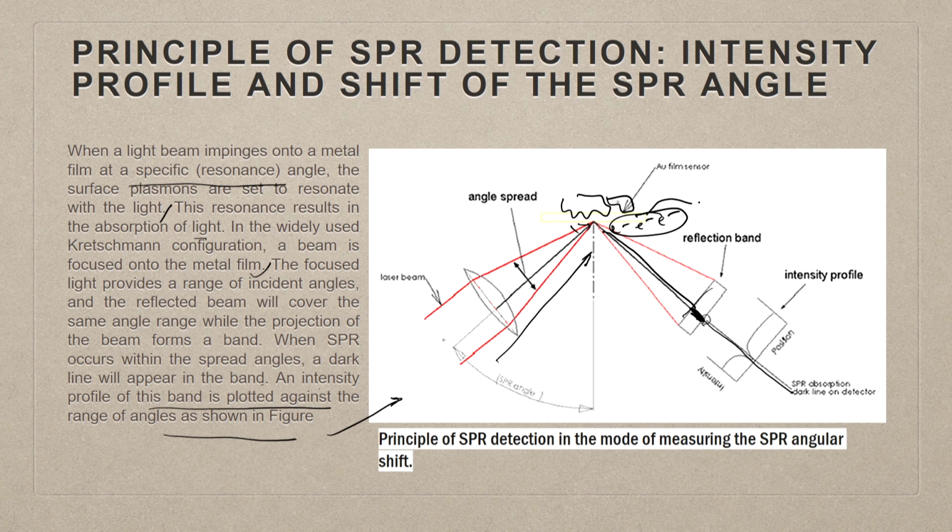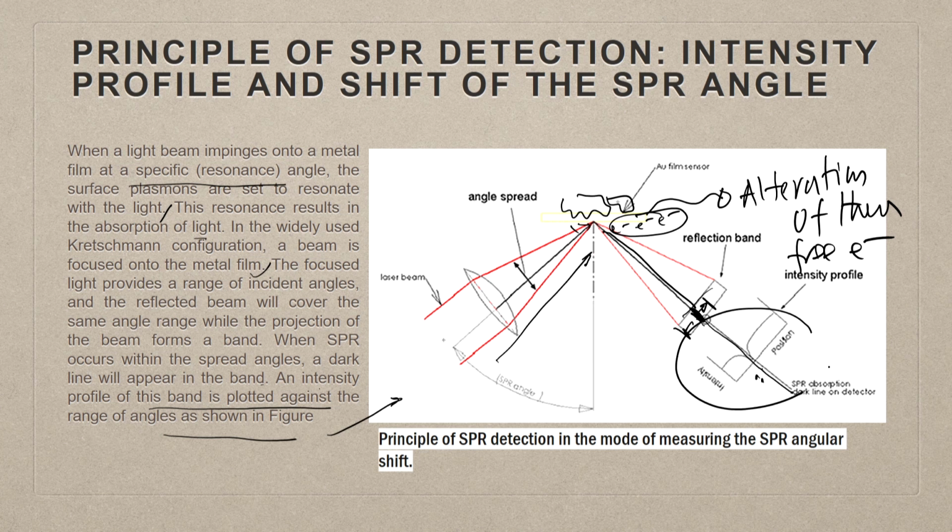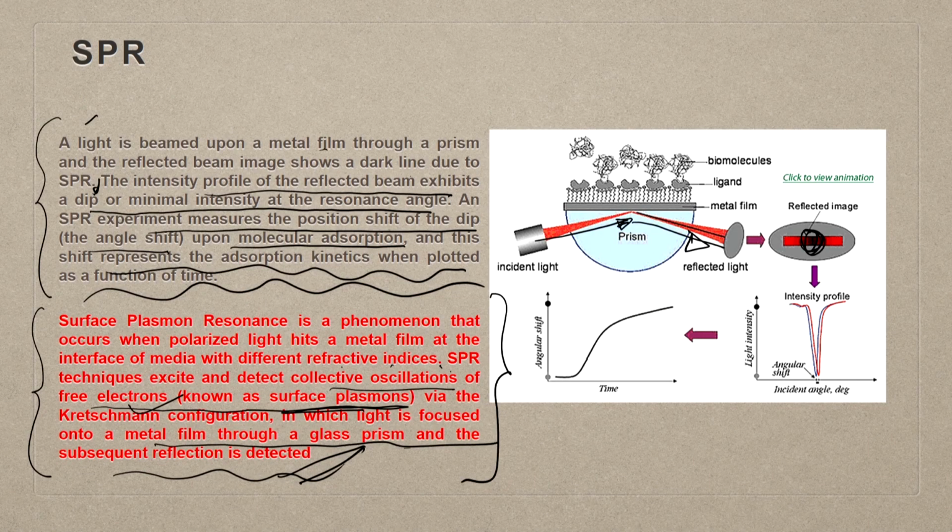This alteration of these free electrons shifts this band either here or here. This shift in position of this band is what the SPR signal is, and you can actually quantify how much interaction has happened on top of the surface out here. So now if you follow this picture, it will make more sense.